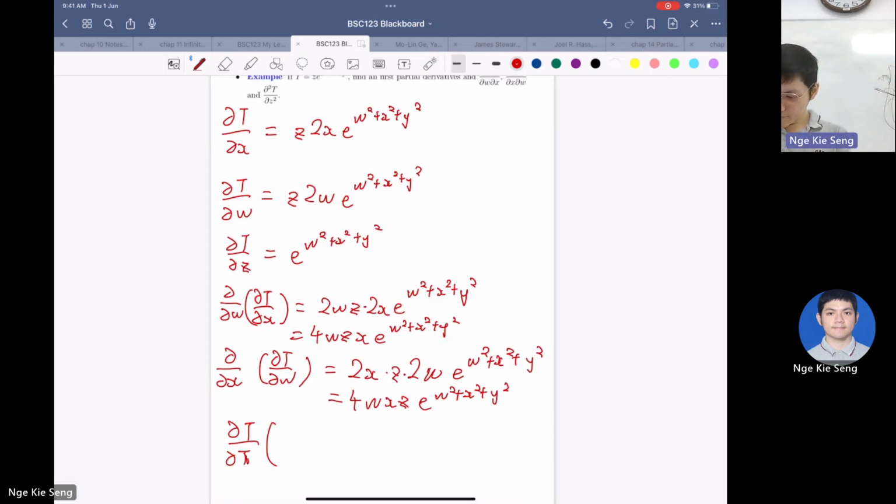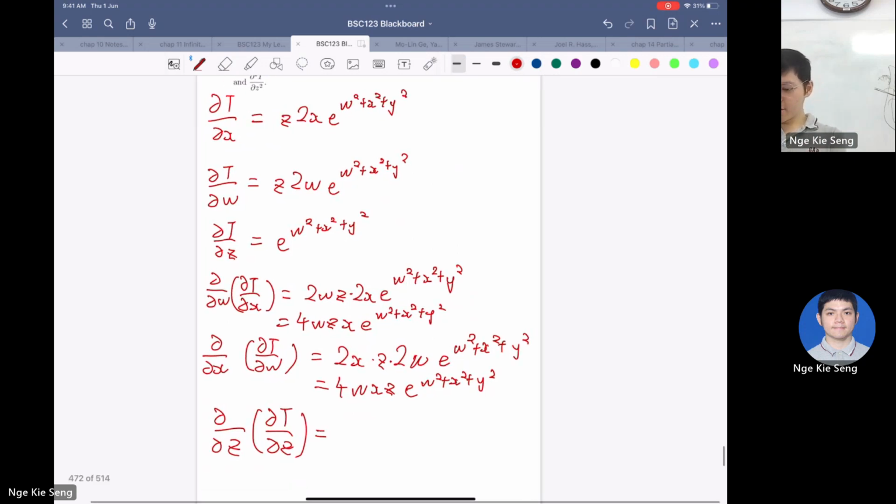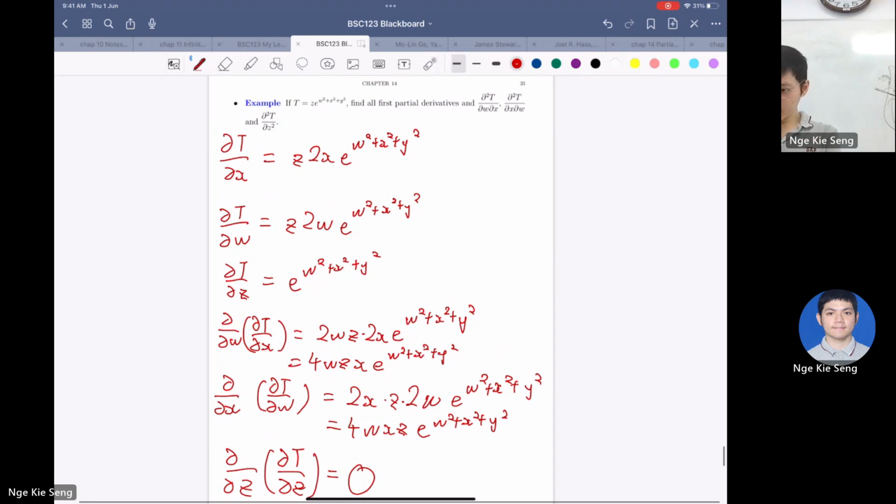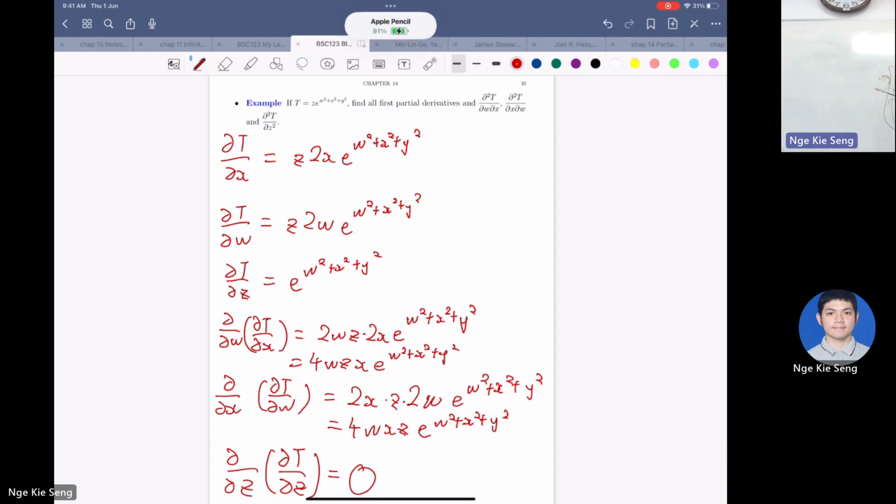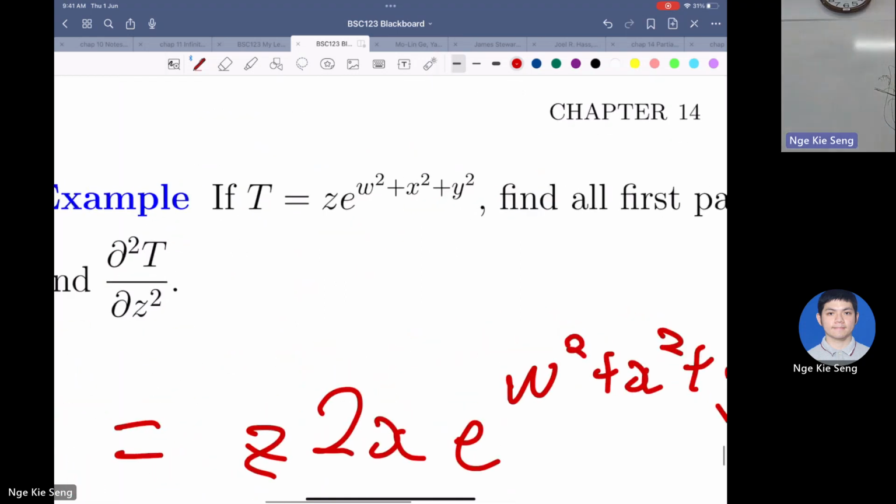Okay. So what's del t del z? Sorry, del. Okay, you get 0. Actually, what's this function here, right? W squared plus x squared plus y squared. This is what? If it is equal to some number, okay. But what's this value? Something square plus something square plus something square. Linear algebra.